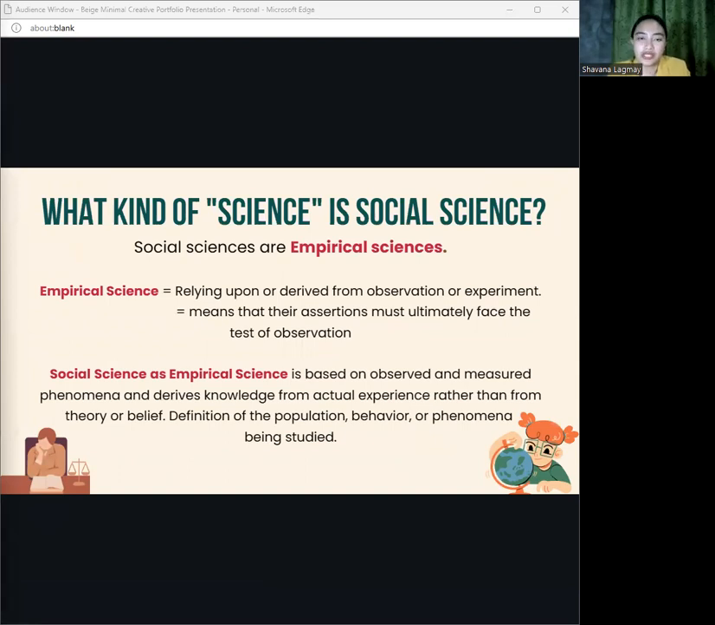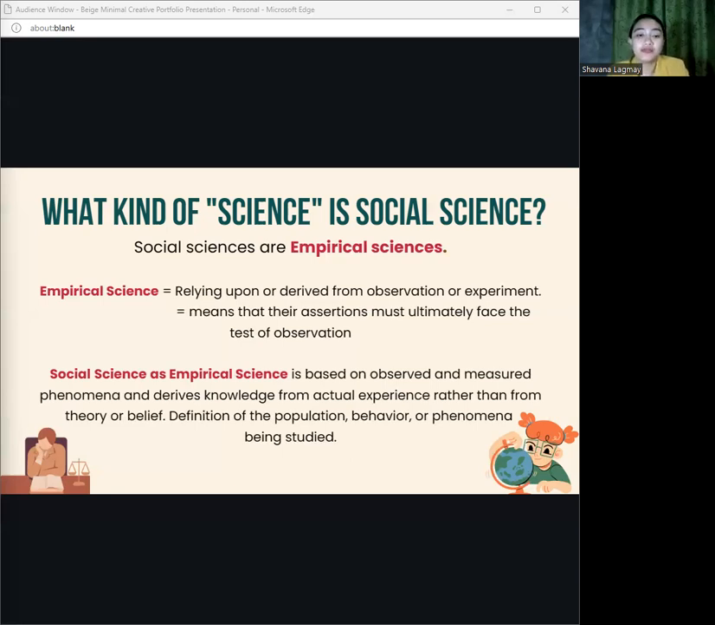So we have here a question. It says, what kind of science is social science? So social sciences are empirical sciences. So what does it mean when you say empirical sciences? So this is relying upon or derived from observation or experiment, and it means that their assertions must ultimately face the test of observations. So, what does it mean? Meaning that the knowledge must be based on observable phenomena and must be capable of being verified by other researchers working under the same conditions.